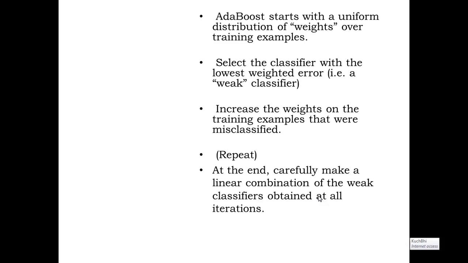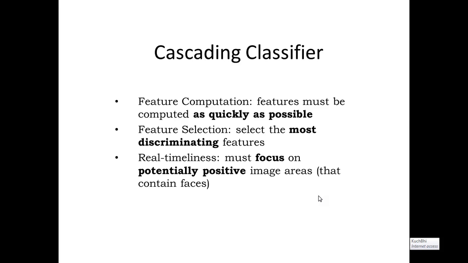This is how it works. It starts with a uniform distribution of weights, and then it selects the classifier with the lowest error, and it keeps on increasing the weights on the training examples. Then at the end, a linear combination of the weak classifiers obtained at all iterations forms a strong classifier. And the third and final stage is the cascading classifier.